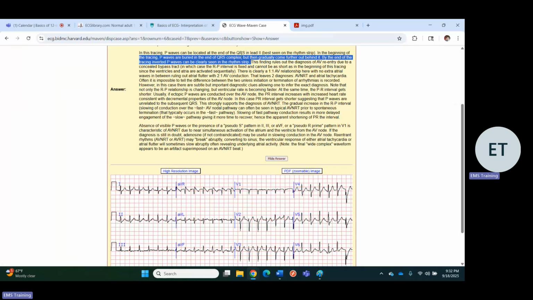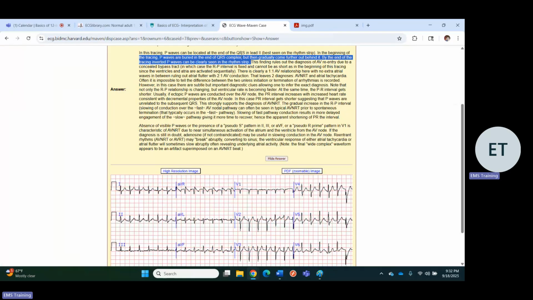Cool. The finding rules out the diagnosis of AV reentry due to a concealed bypass tract, because there the R to P interval is fixed and it does not activate sequentially.